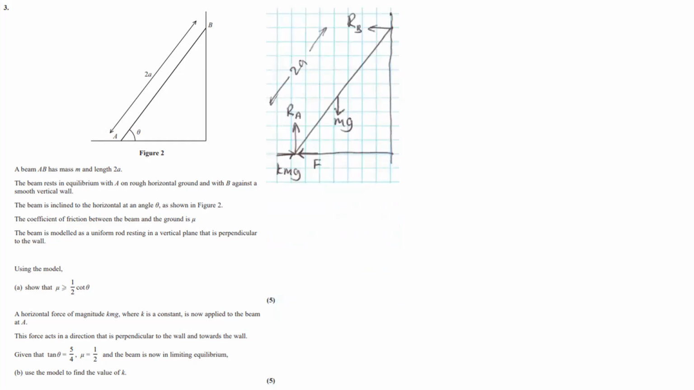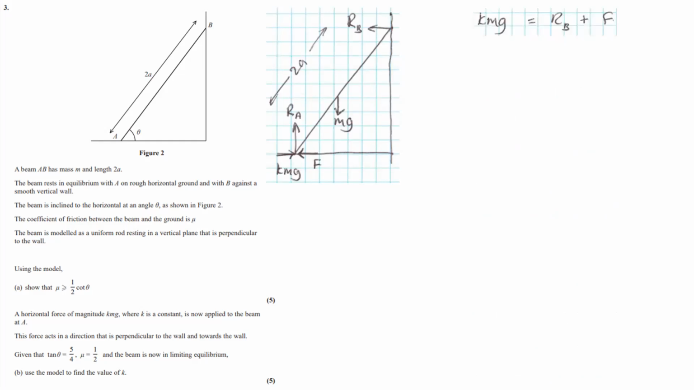So what did I do? Because the situation has changed, I didn't rely on that first thing, because the reactions are going to change. So you draw a fresh diagram, which took me a few seconds, and then I make sure the kmg is going towards the wall. Now the beam wants to actually move towards the wall, so the friction is going to be opposing it. Remember, friction always opposes the force. So I did my diagram like that.